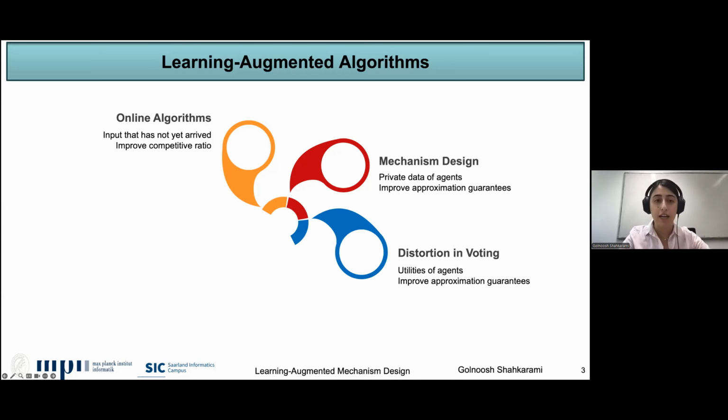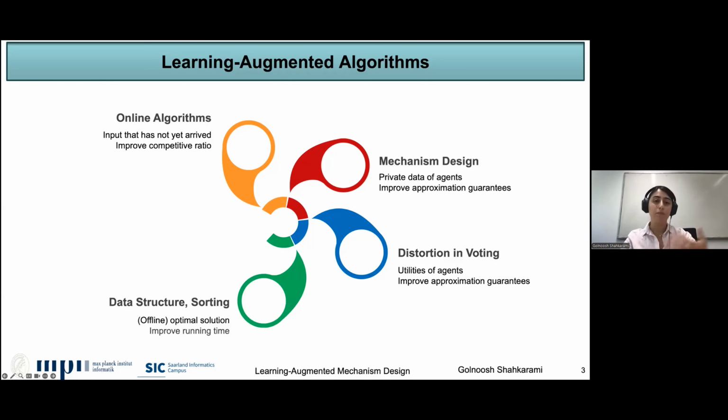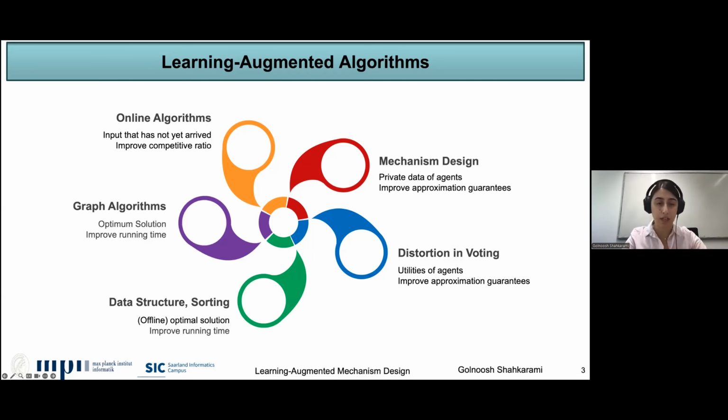Another area where we can use this idea is voting. In the voting problem, we have a set of voters and a set of candidates, and we only have access to the rank list of the voters and not their actual utilities about the candidates. So what if we can get some prediction about this utility? Can we improve the performance guarantee in case of having good prediction or not? And there are many more areas, including even offline algorithms where we have all the data. But we can ask for prediction about the optimal solution and improve the running time.